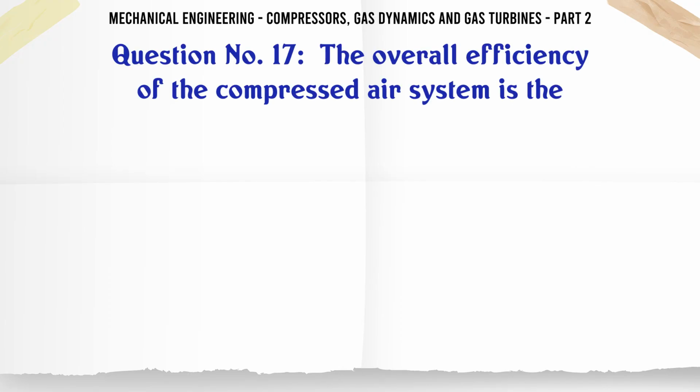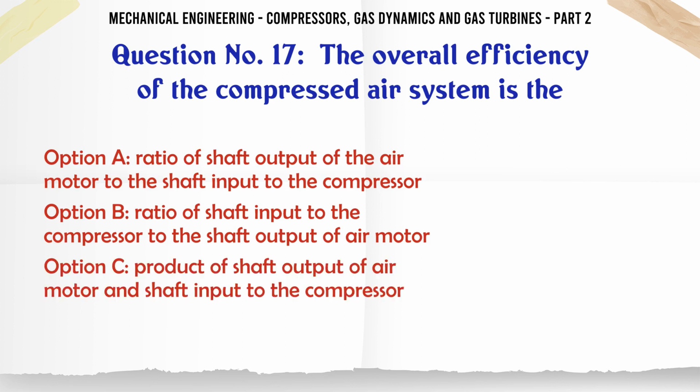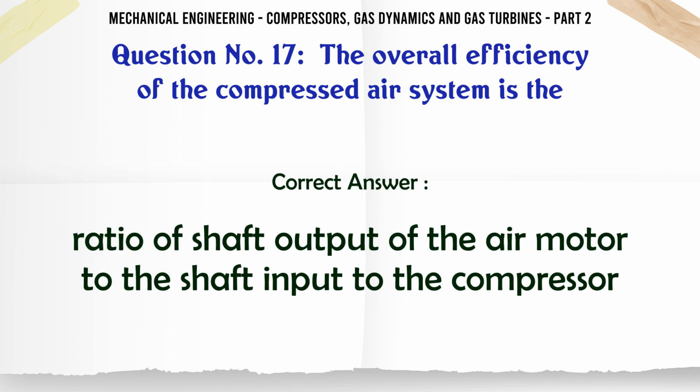The overall efficiency of the compressed air system is the: A, ratio of shaft output of the air motor to the shaft input to the compressor. B, ratio of shaft input to the compressor to the shaft output of air motor. C, product of shaft output of air motor and shaft input to the compressor. D, none of the above. The correct answer is ratio of shaft output of the air motor to the shaft input to the compressor.